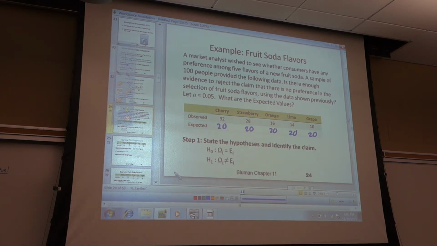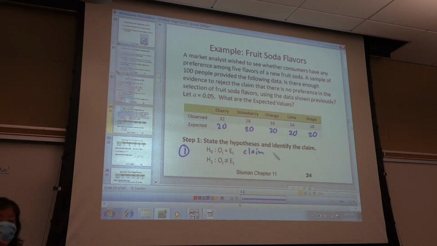Okay, so here, everyone under step 1, you should have written down H naught: O sub I equals E sub I. H1: O sub I is not equal to E sub I. My claim is going to be that they are as expected. So they equal what I expect. So H naught is going to be my claim.